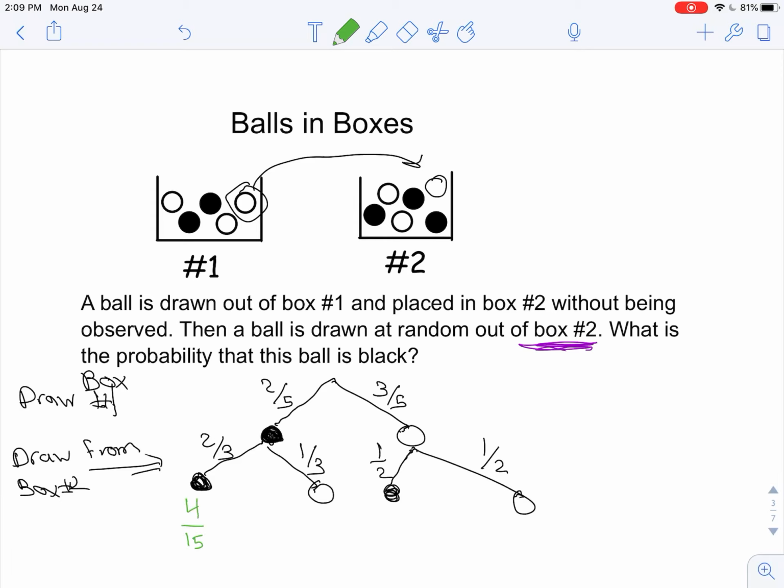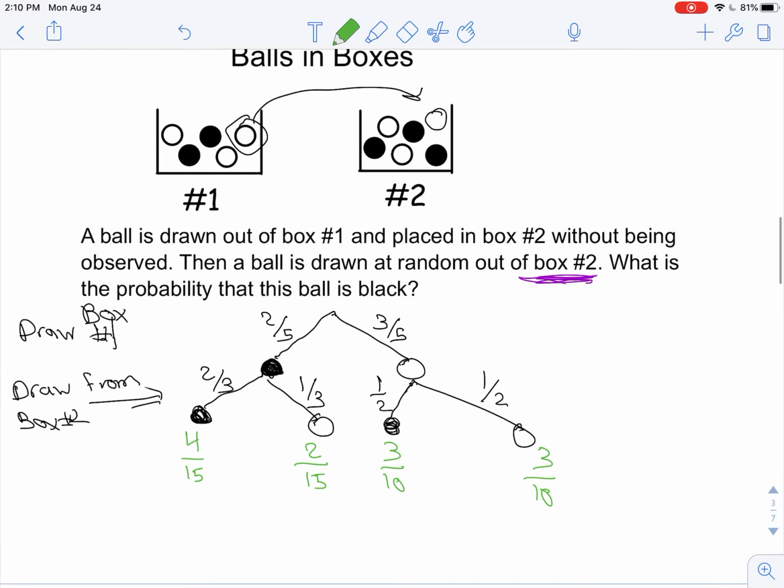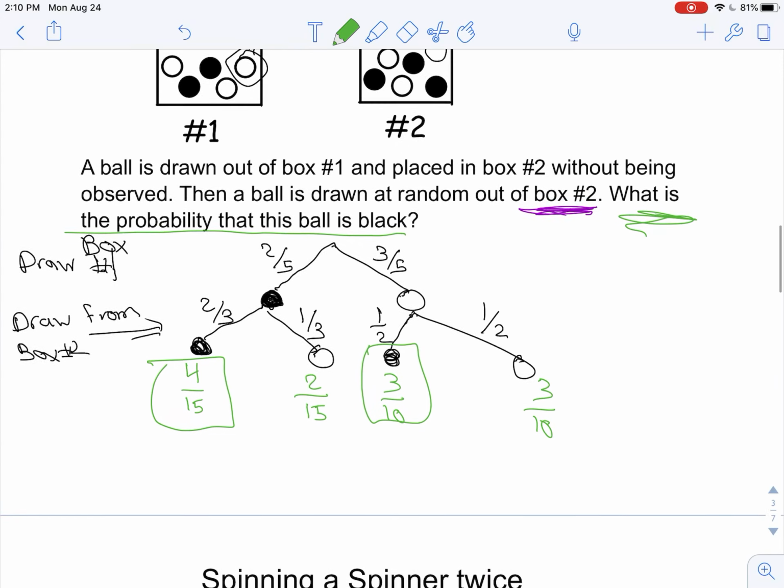4/15 this branch, 2/5 times 1/3 is going to get us 2/15 on this one. 3/5 times 1/2 is 3/10, and 3/10 right here as well. Now, to answer the question, what is the probability that this ball is black? That's going to be this one. I should have done that. This probability plus this probability.